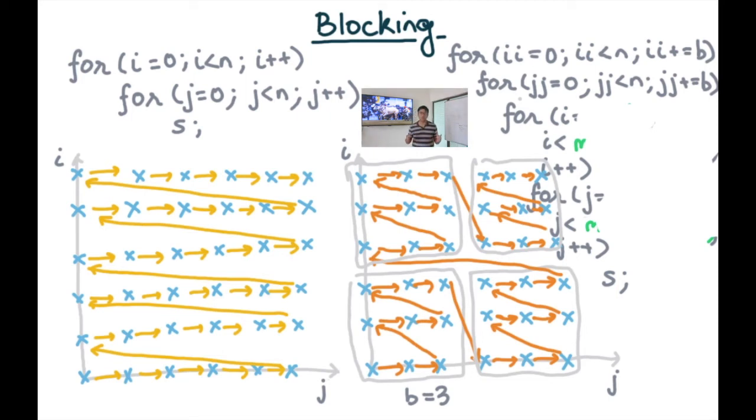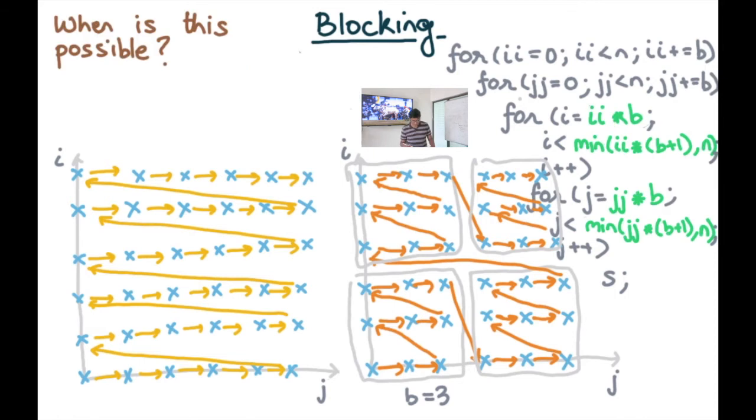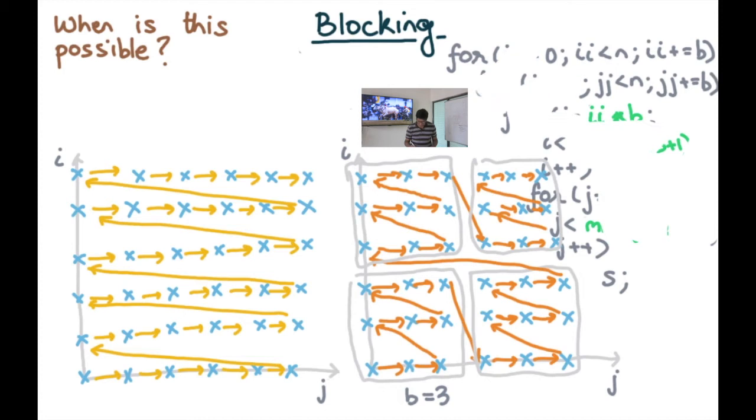But the next question is, when is it okay to do this blocking? The question I want to ask is, when is this possible? Of course, I can come up with some very strict conditions on S. For example, if S was completely data independent, then this is possible, because if each iteration of S has no dependency on any other iteration, which means if I was to draw dependency edges between different iteration points, there were no edges, then it is always okay to do this kind of blocking.